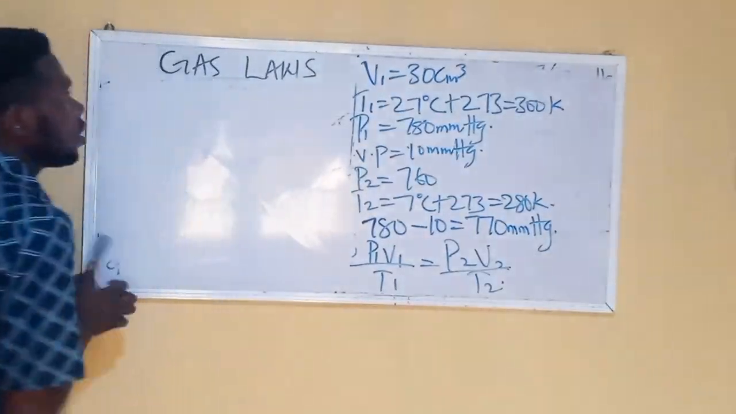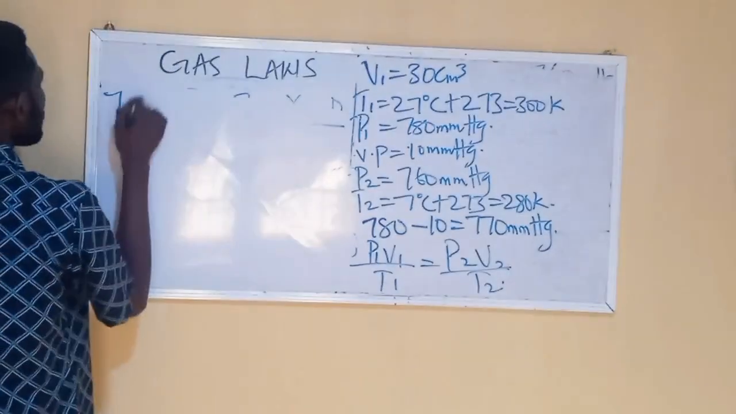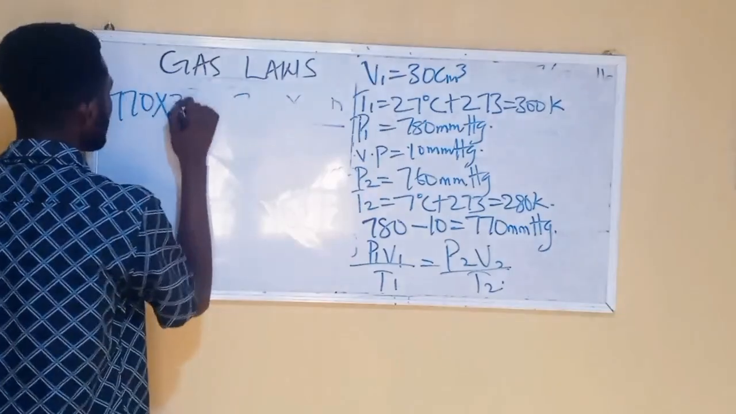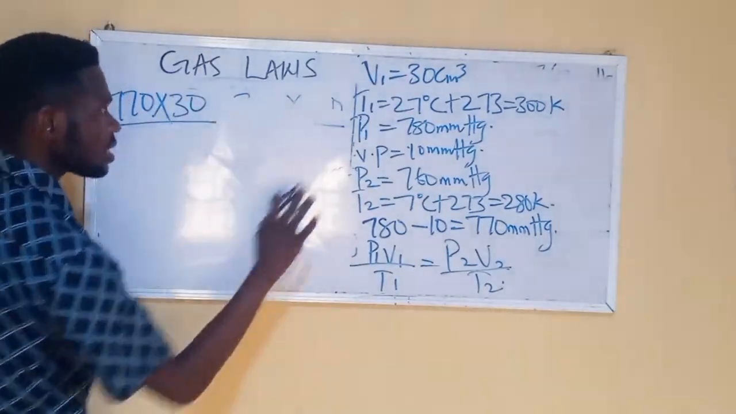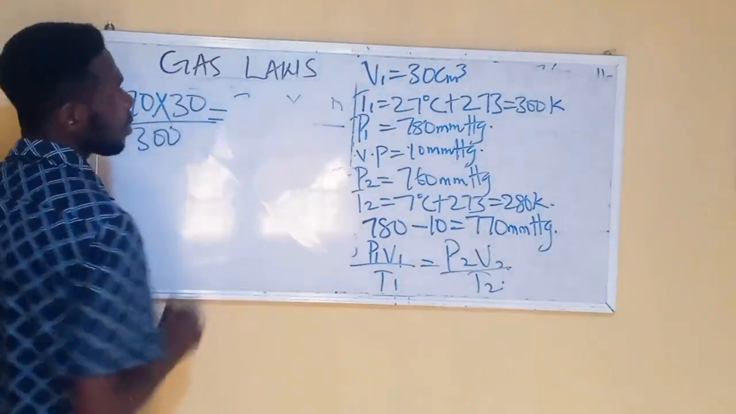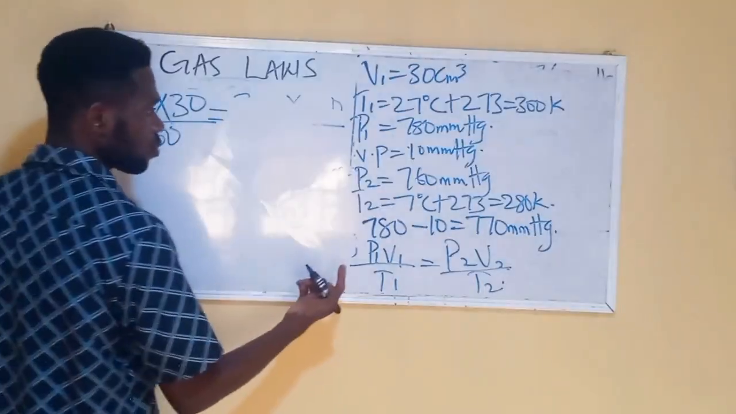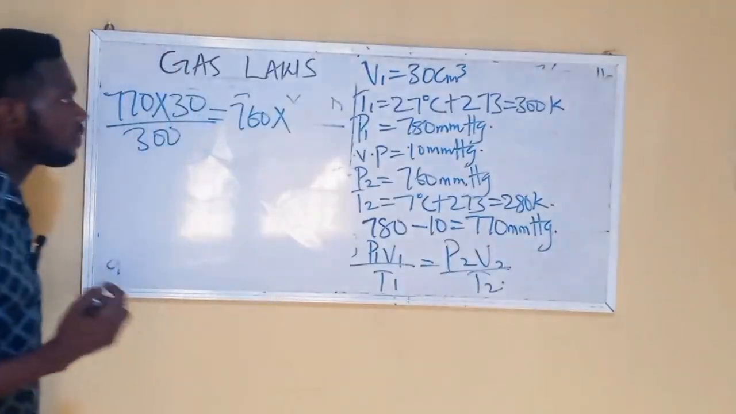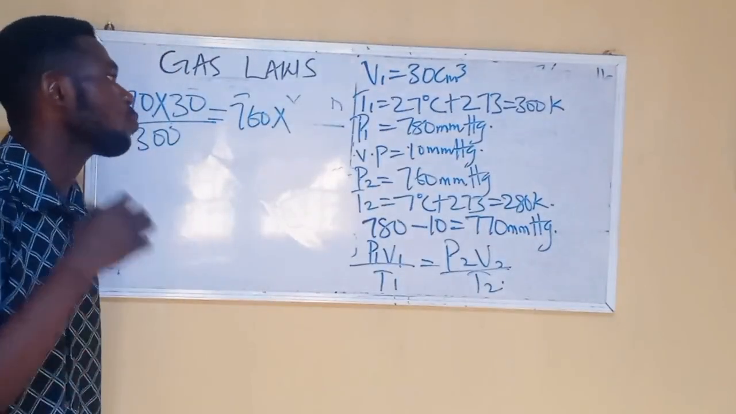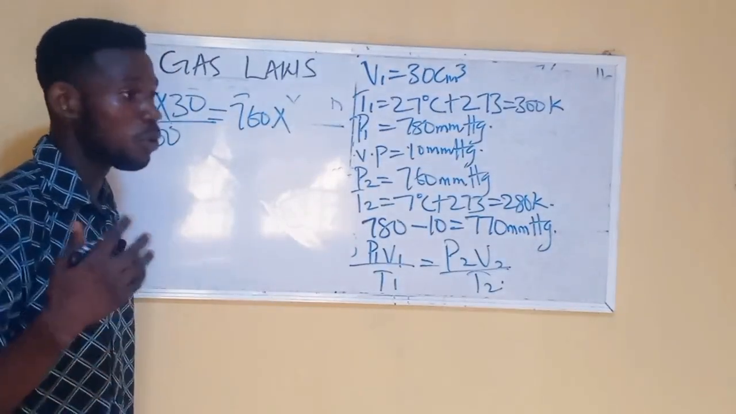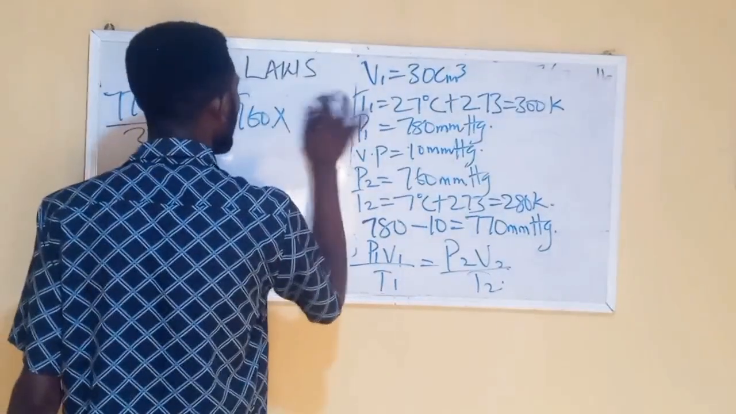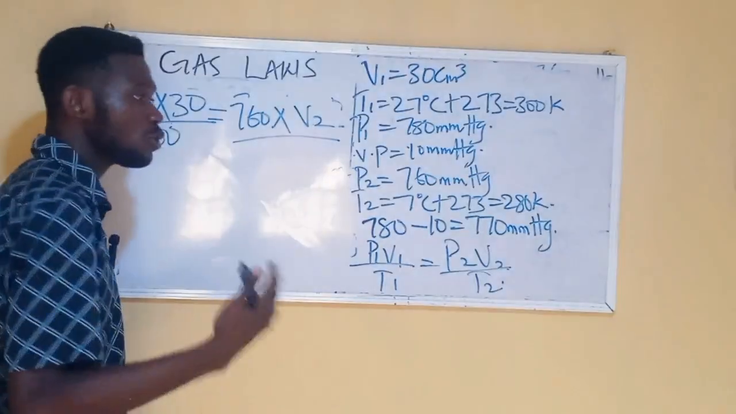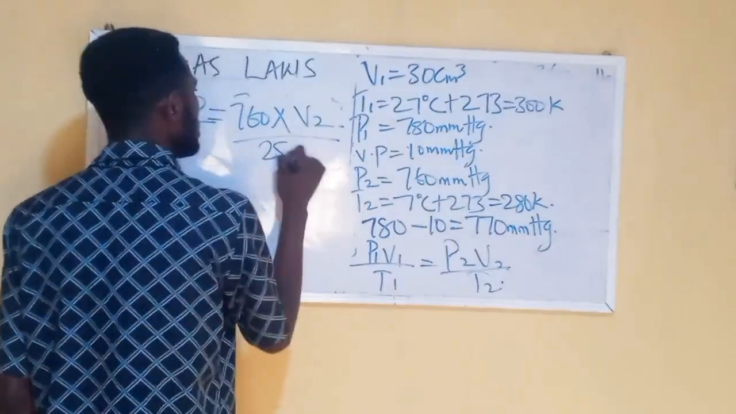Now, our P1 is 770 times, what's our V1 now? Our V1 is given as 30. Our T1 is given as 300. And what about our P2? Our P2 was given as 760. What about our V2? Now remember, our V2 is what we are looking for. So we still represent it as V2. Now what about our T2? Our T2, which is our new temperature, is 280 Kelvin.